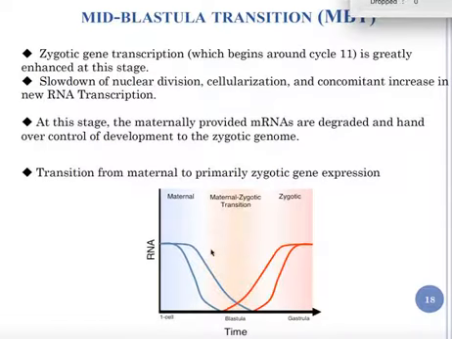So the maternal genes will be degraded, and the new genes called zygotic genes will start their expression. So the question now is how the maternal genes will be degraded by the MBT stage. Here they found out that we have an RNA binding protein. It's a protein that will bind to those maternal messenger RNAs in order to degrade them.